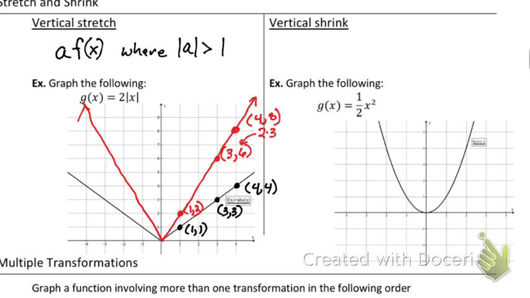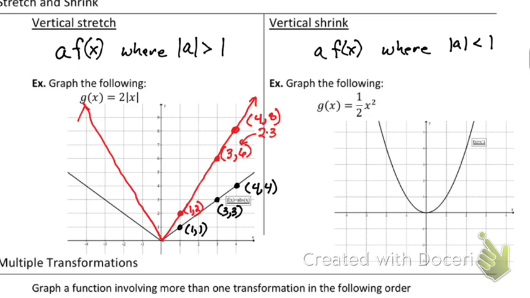Vertical shrink is going to be the exact same thing, except now we have a smaller value. We have a smaller value, so it's going to be a vertical shrink. It's still going to look the same. It's where a times f of x, but a is going to be a smaller value. So the absolute value of a is going to be less than 1. So our example is 1/2. Now we're going to take all of our y values and multiply by 1/2.